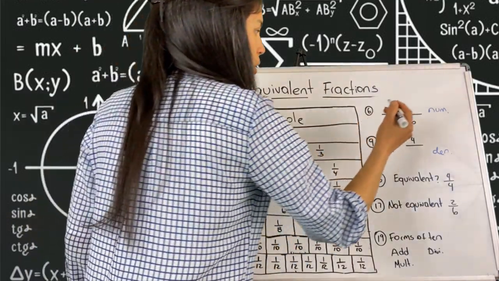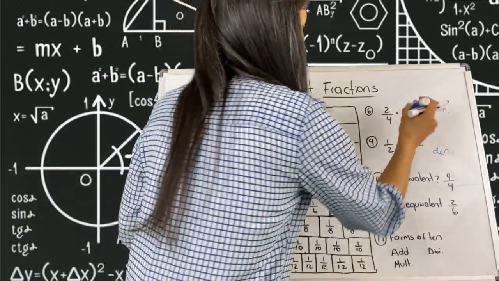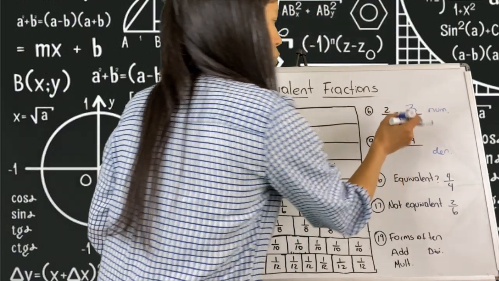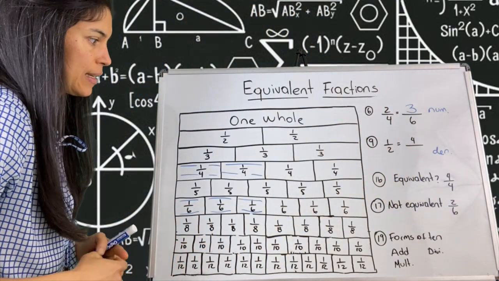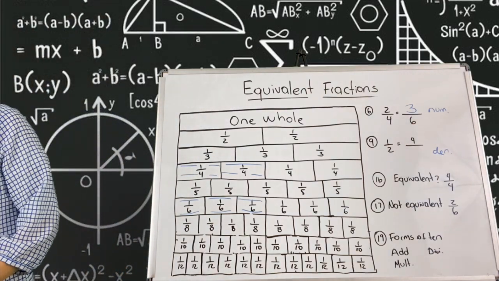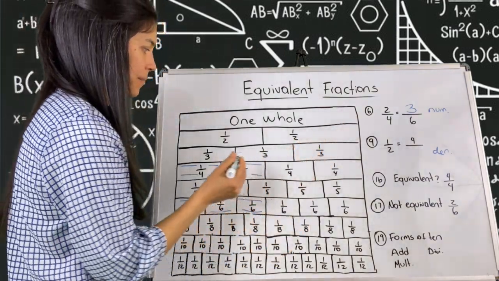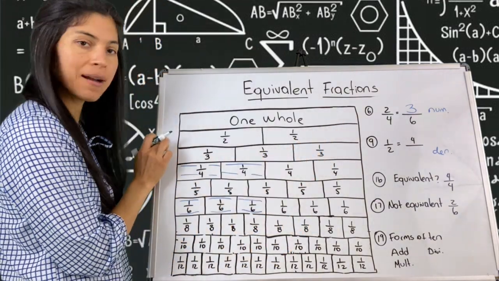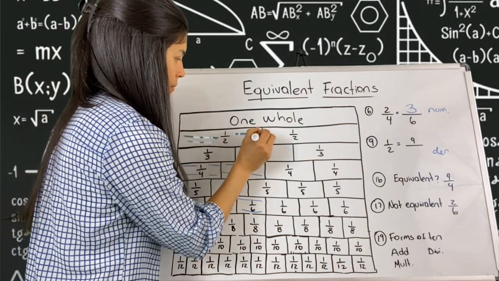the same value. So the missing number here is the number 3. 2/4 is the same as 3/6. Let's see number 9. See if I have a different color. 1/2. Okay, I need to go to the halves and grab 1 of those, which will be this one.